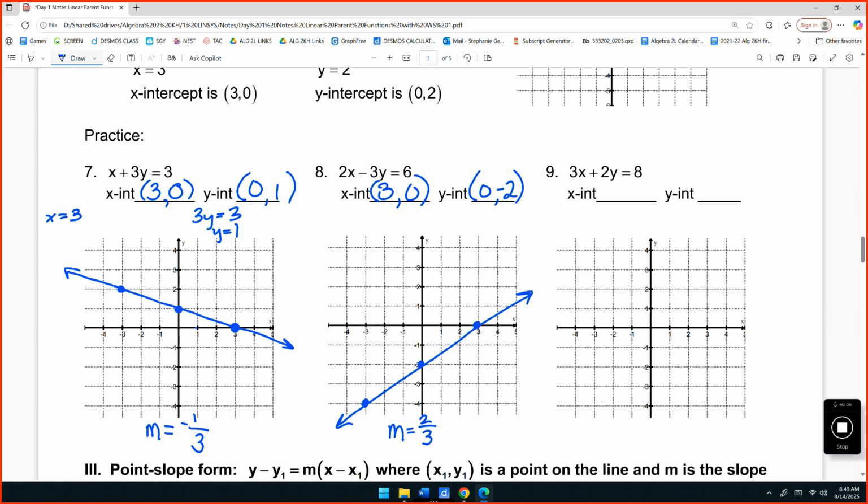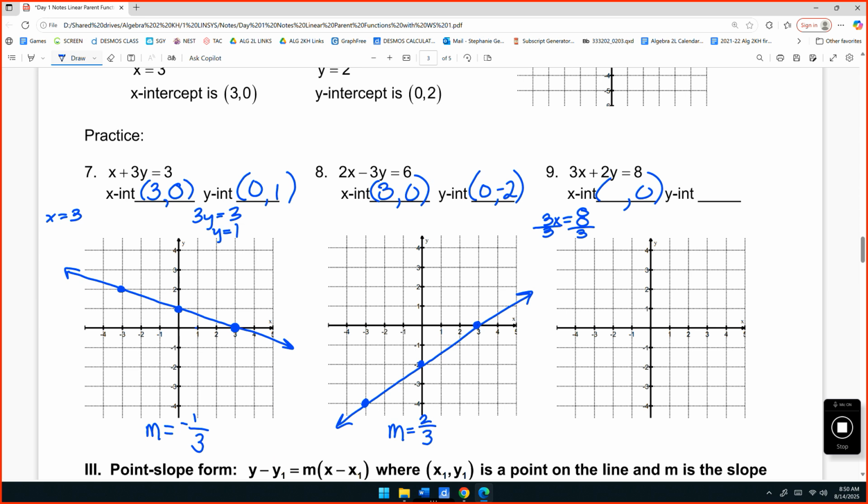You just counted? Okay, then we might get to something that's a little weird, like number 9. I don't know if you looked ahead or not, but you see that this one doesn't work out as nicely, right? So if I want to do the x-intercept, again, that's when y is 0. So if I plug in 0 for y, we're looking at 3x equals 8. And then we run into a little bit of an issue, right? Because 8 doesn't divide by 3 evenly.